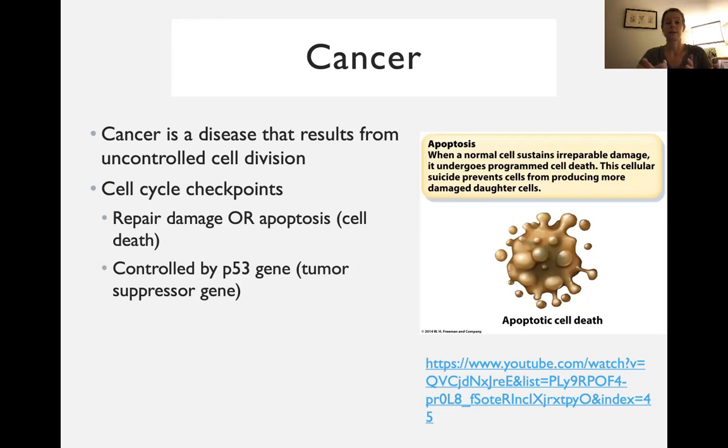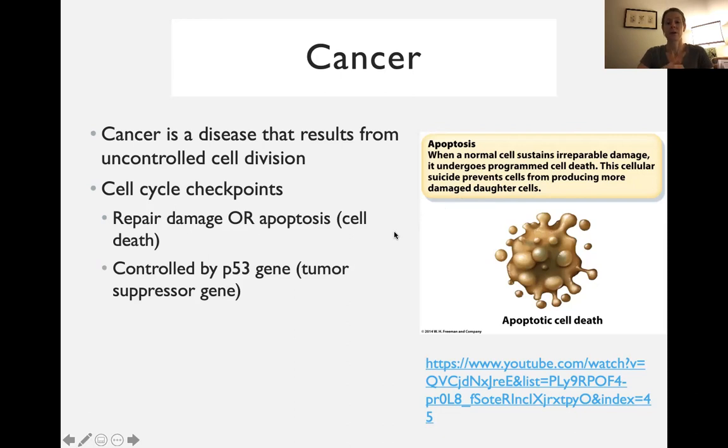Or, like I said, this is the term I just used on the previous slide, apoptosis, which is cell death. So if the cell is beyond repair and the DNA has been damaged too much or replicated very, very poorly, and there's a lot of errors, the cell will die. It'll undergo apoptosis in order to, like this graphic says, not produce any more damaged daughter cells.